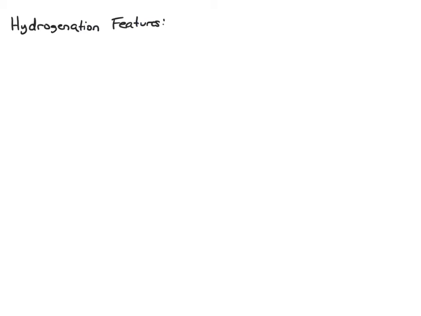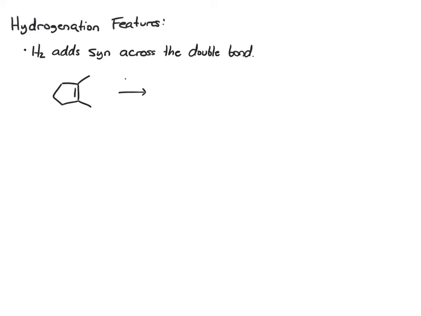Let's look at a few important features of the hydrogenation. The first is one that we discussed. Hydrogen adds syn across the double bond. So that means if we take this alkene here, I'll add hydrogen, and I'll use platinum as my catalyst. Both hydrogens will add either from the front or the back.